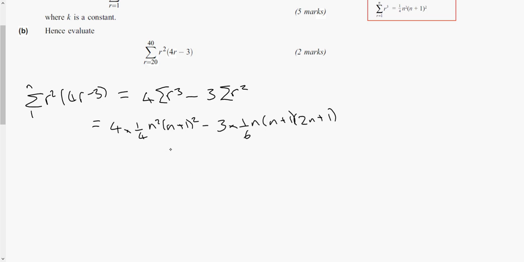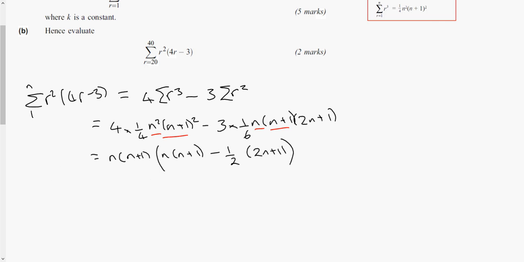The best way to do this is to factorize as soon as you can. Take out whatever factors you can. So I can see I've got n and an n plus 1, so I'm going to take those out. I'm going to sort the numbers out. 4 times a quarter, so that's going to go, leaving me with n plus 1 there. 3 times a sixth is going to be a half. And n plus 1 goes, so I'm left with 2n plus 1.